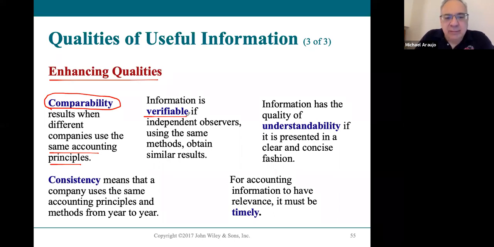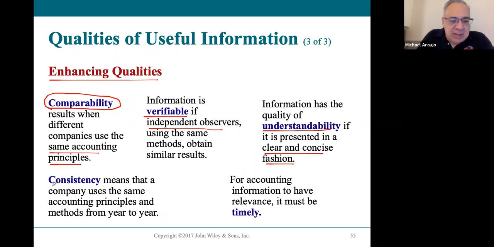The information on those reports can be verifiable. You should be able to prove the information to a third party, which is what auditors are basically: third parties or independent observers that look and say, okay, yeah, I can see how they got that. The information needs to be clear and concise. That's why there are specific structures to financial statements, because of this idea that everything has to be understandable.